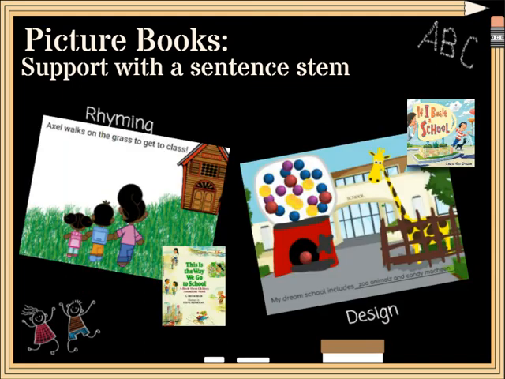Next, we can have students create their own rhyming sentences about the different ways they arrive to school after reading This Is the Way We Go to School. Then you can have students design their dream school, and you can ask them questions like what classes they would like to see, what would they include, and really let their creativity soar as they come up with their perfect school.